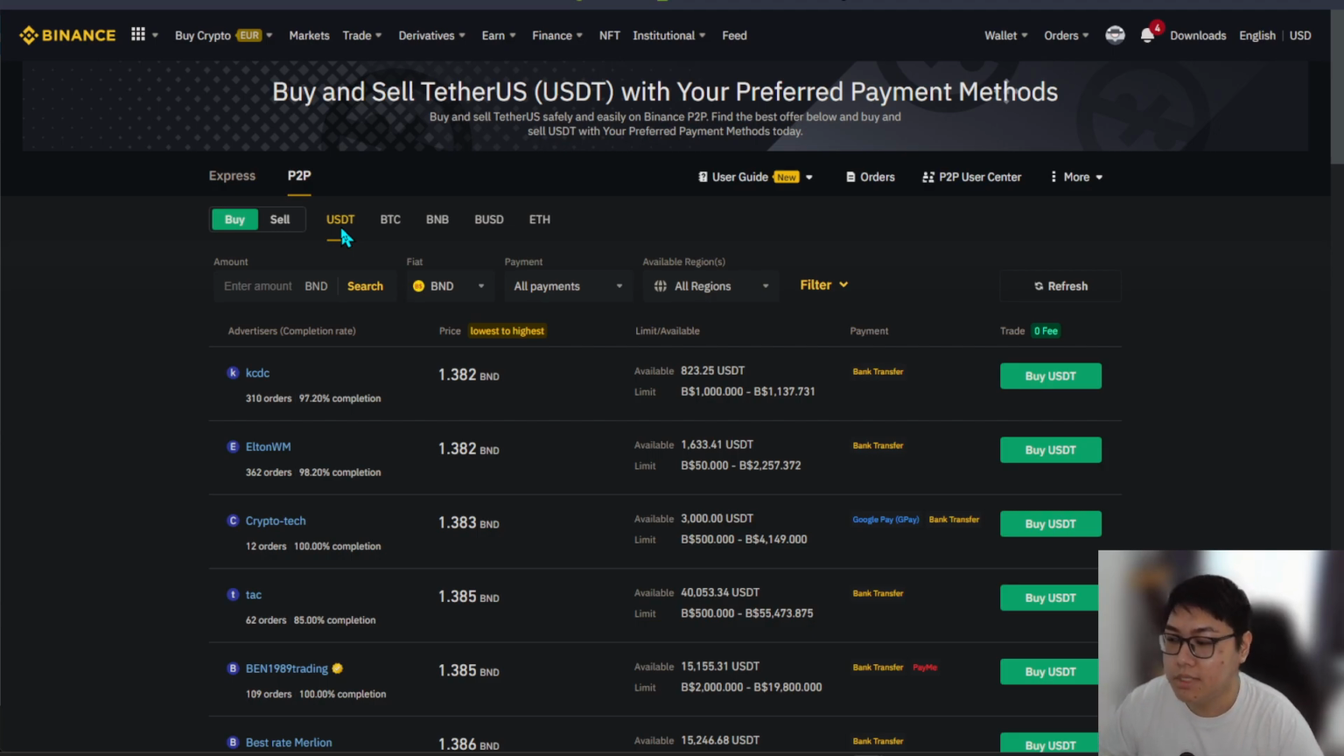The trading volume and the liquidity on US Tether are top notch, and US Tether is somehow the best form of stablecoin if you want to use it for trading. But for holding, I would say USDC. Once you are on the page, do not head to the express option, head over to the peer-to-peer.